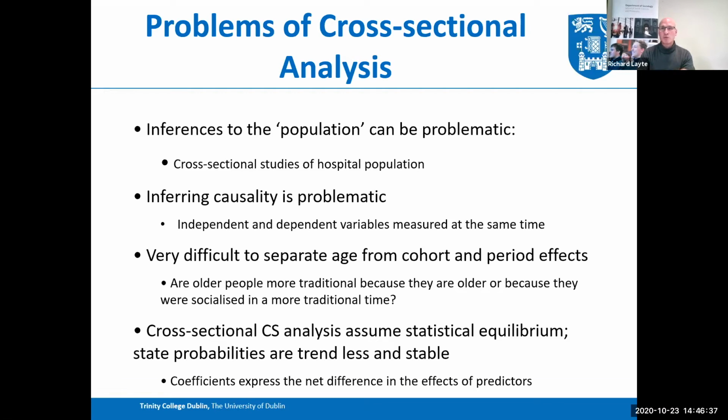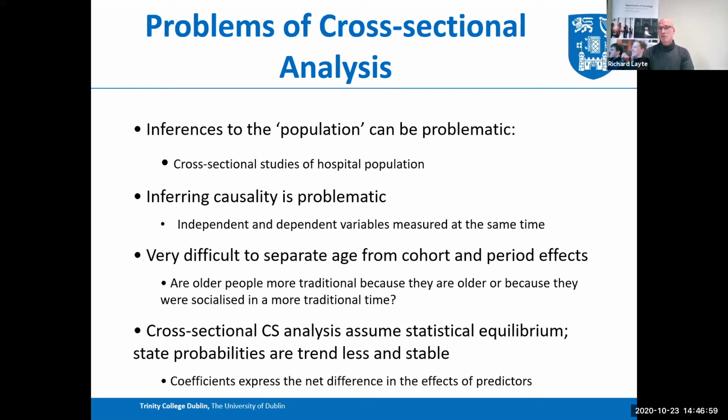If we go out and we measure a population now, there's going to be younger people and older people. If older people are, say, more traditional than younger people, is that because people get more traditional as they get older, or because those older people were socialized during an earlier period when people just tended to be more traditional? Okay, we can't pull apart the age cohort differences there.